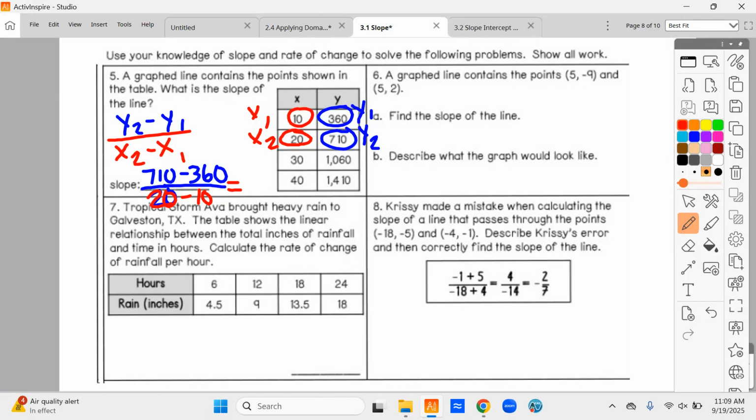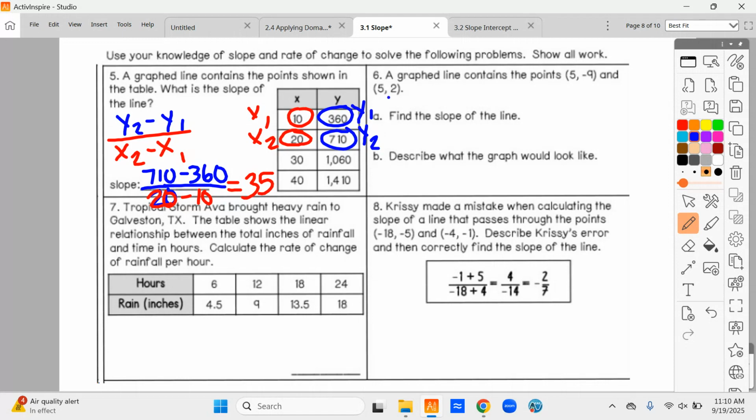And you can just put all of this in your calculator. You'd get 350 over 10, which simplifies to 35. And again, we don't have context here, so we don't need to label it. Our slope is just 35. A graphed line contains the points 5, -9, and 5, 2. Find the slope and describe what that graph would look like.